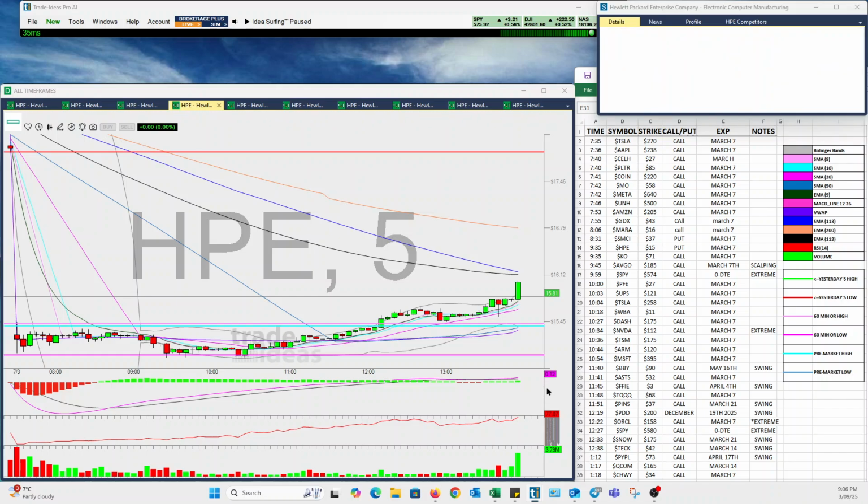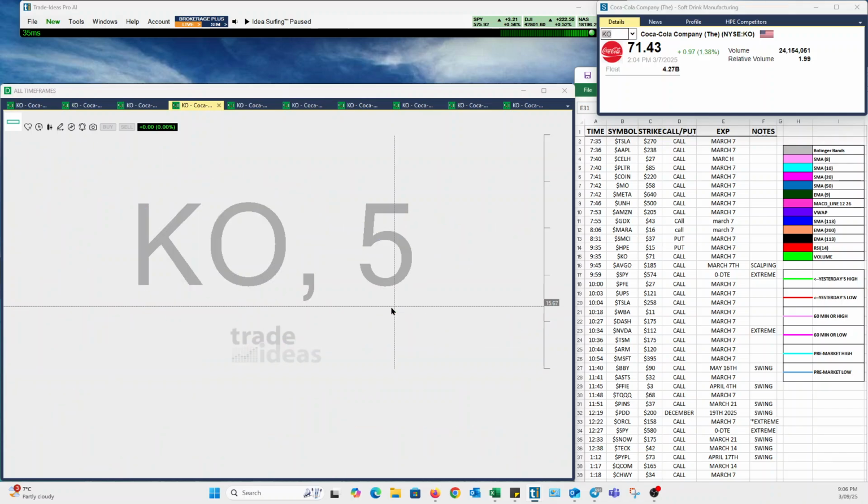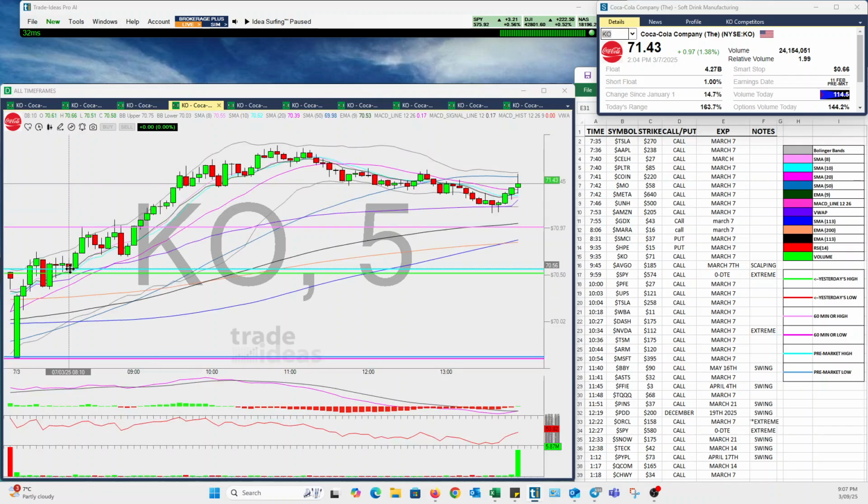So let's look at KO, which is Coca-Cola, and it's a call at 9:35. So let's look. Oh, this chart looks nice. So 9:35, which was right... Where were we? We're quite high up here. Okay, so the call out was given here.